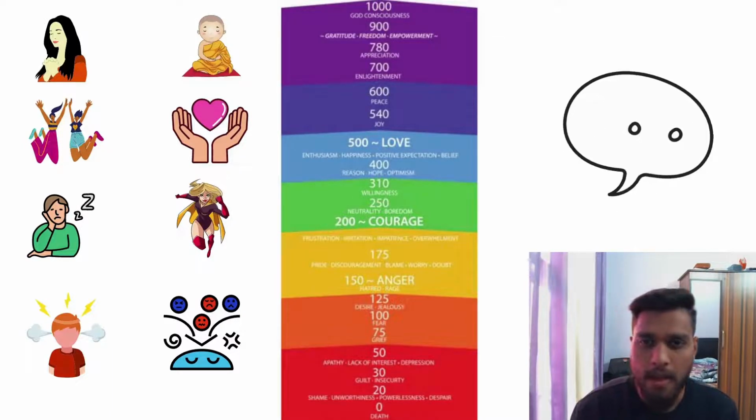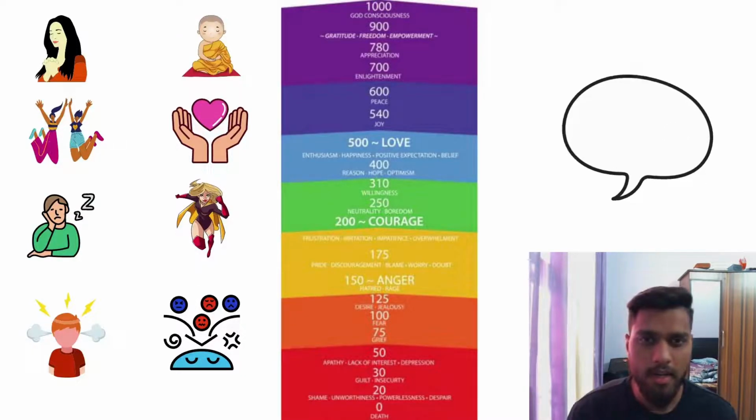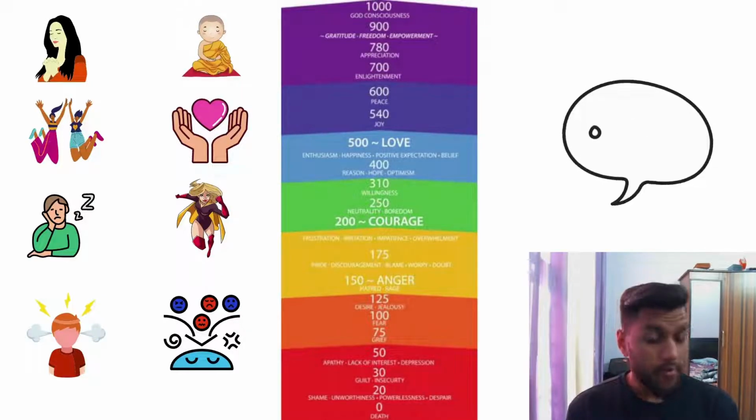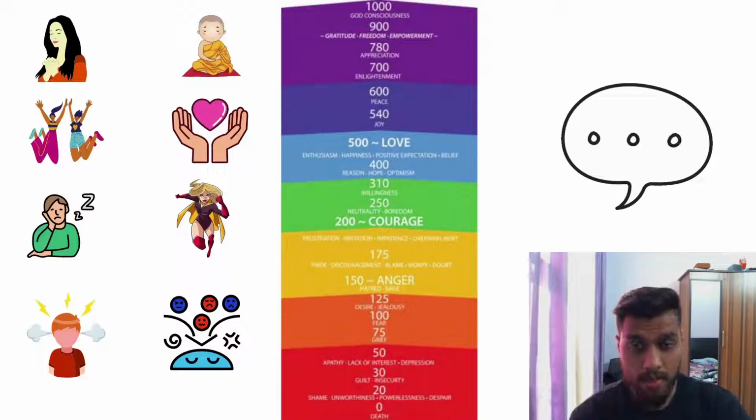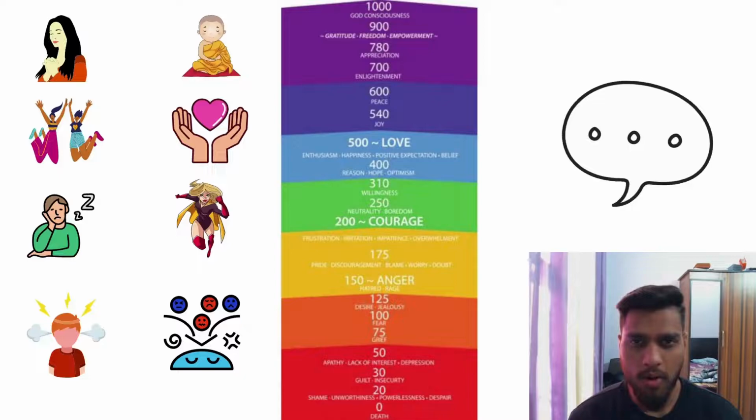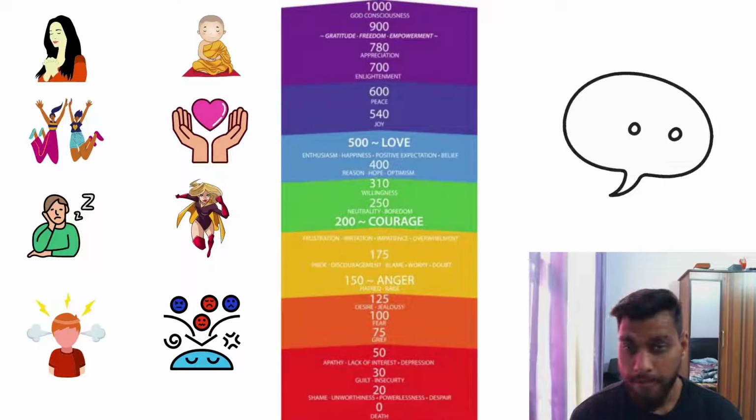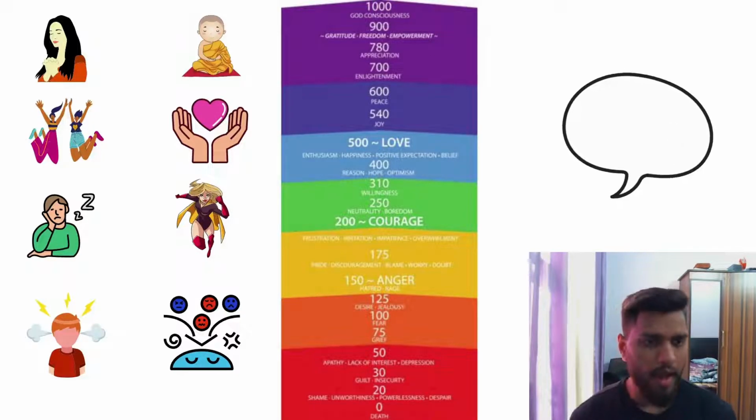Okay, and on 900 it's gratitude, it's freedom, and it's empowerment. So gratitude is a very, very powerful positive emotion, just below God consciousness. You can see on 1000 it's God. Okay, we can't be God. So gratitude means we are just thankful for whatever we have in our life.